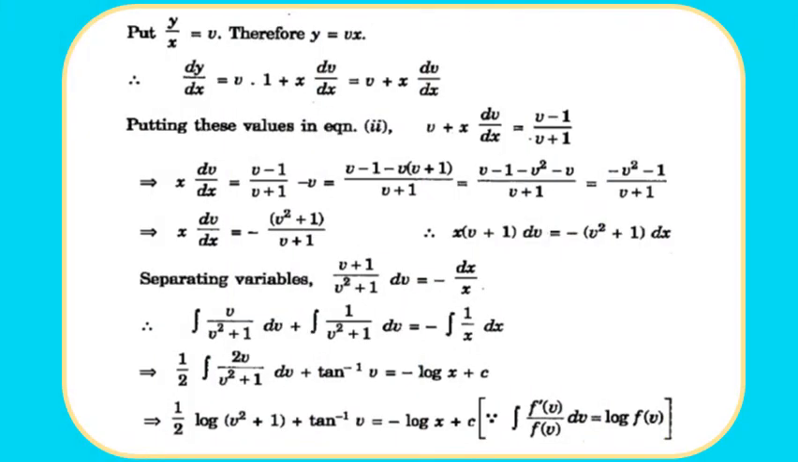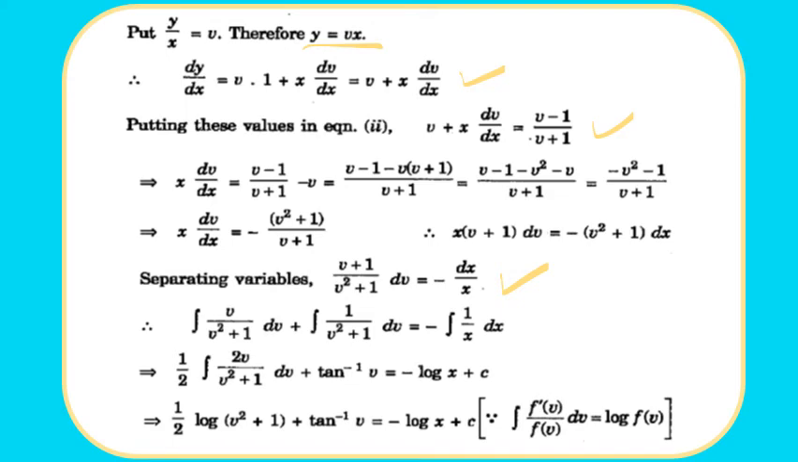Supposing y is equal to vx, dy upon dx equals to v plus x dv upon dx. So putting these values in the given differential equation, we get v plus x dv upon dx equals to v minus 1 upon v plus 1. Clear? So separating the variables, we are getting v plus 1 upon v square plus 1 dv equals to minus dx upon x. Integrating both sides, we have integral v upon v square plus 1 dv plus integral 1 upon v square plus 1 dv equals to minus 1 upon x dx.